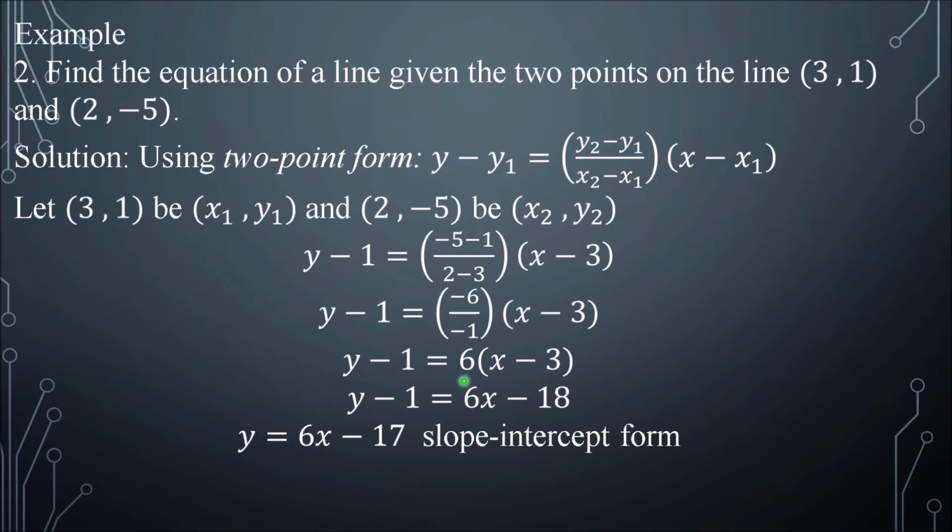So distribute 6. So we have 6 times x, 6x, 6 times 3, negative 18. As you can see, negative 18. And then transfer this negative 1 to the other side. So that's plus 1. Negative 18 plus 1 is negative 17. So we will have a result of y is equal to 6x minus 17 as the slope-intercept form.